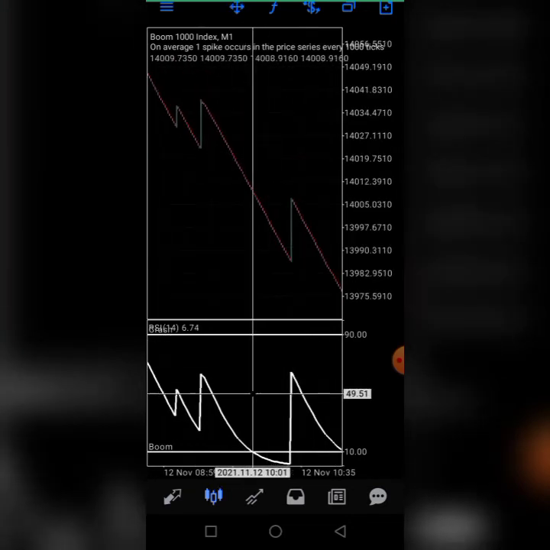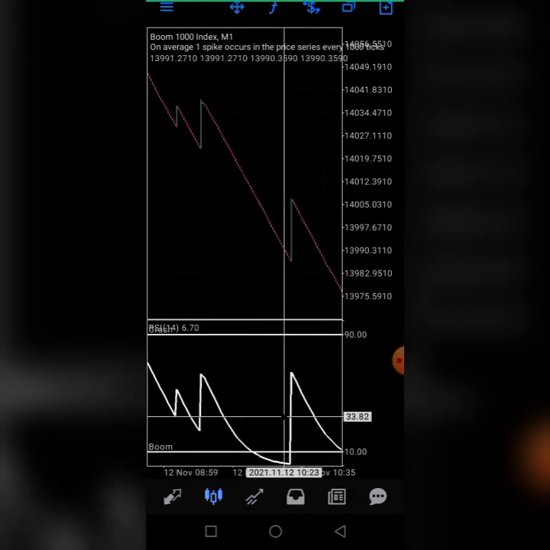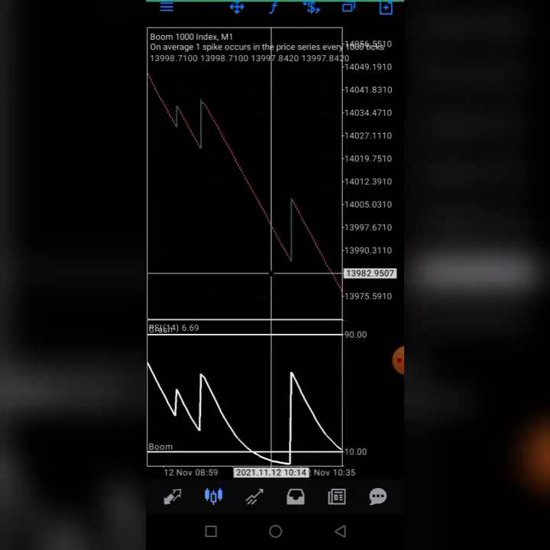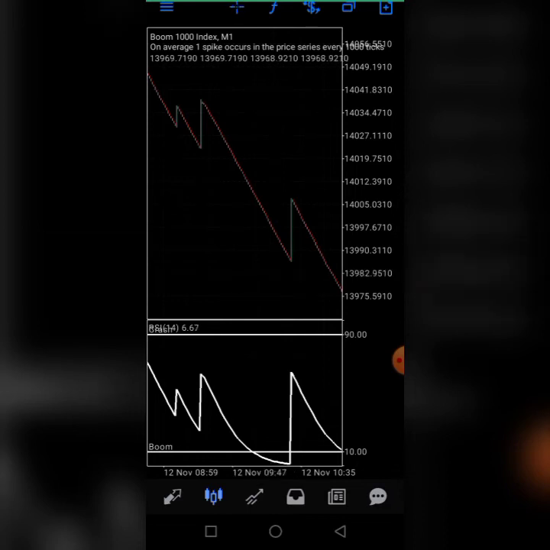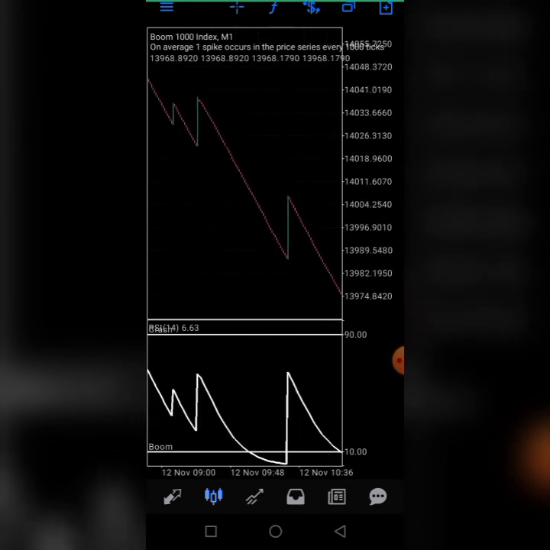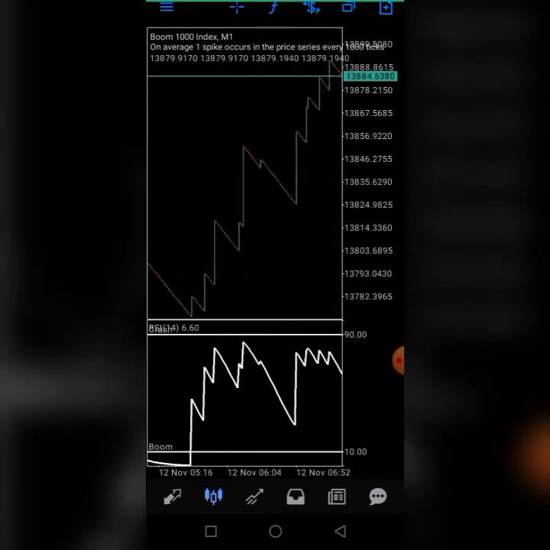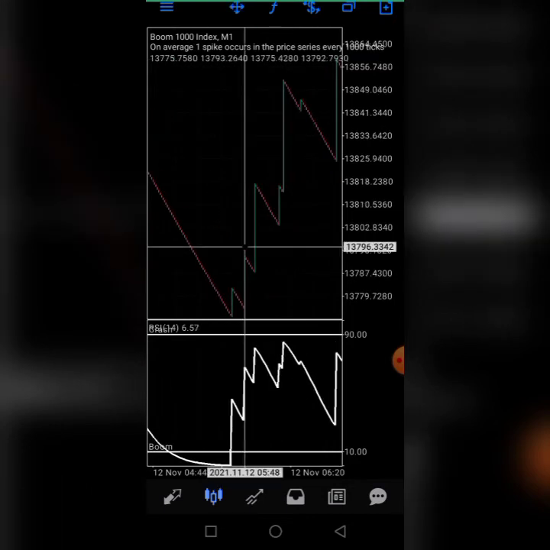This is it, guys. This is another example. Price went below this level and boom, there was a spike to the upside. So what are we talking about? This is a very effective strategy, a very beautiful strategy that's been working over time. Okay, we keep going. You see another one here.